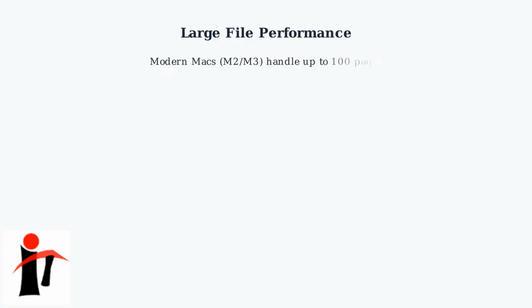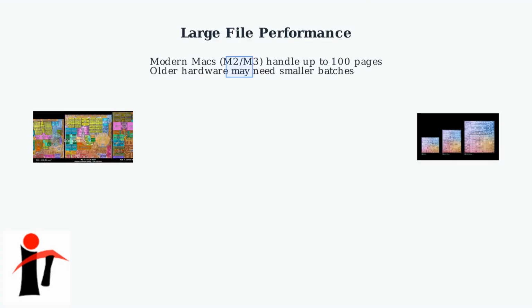Preview can efficiently handle PDFs up to 100 pages on modern Macs with M2 or M3 chips, but older hardware may struggle with very large files. Memory-intensive conversions can cause slowdowns or crashes on systems with limited RAM. If you're using an older Mac, consider converting in smaller batches or upgrading hardware.